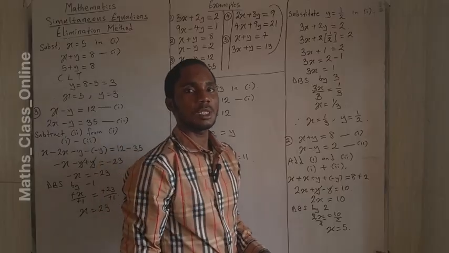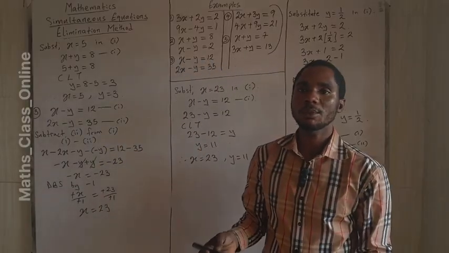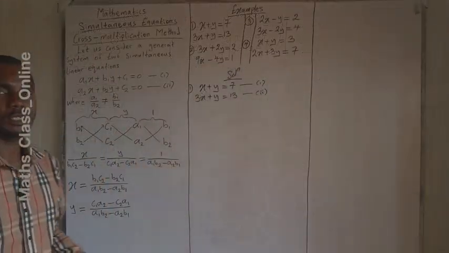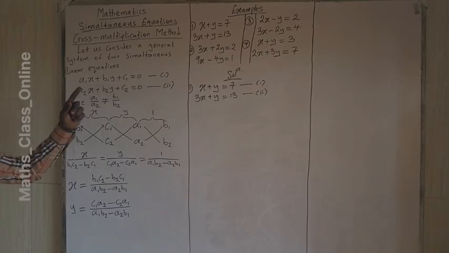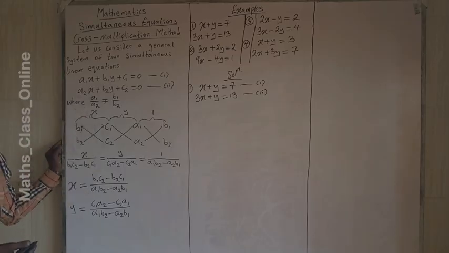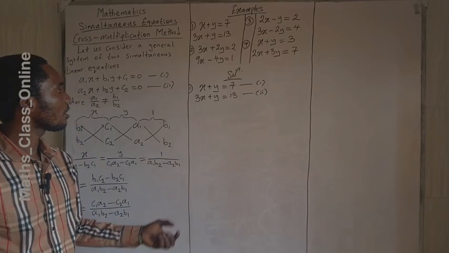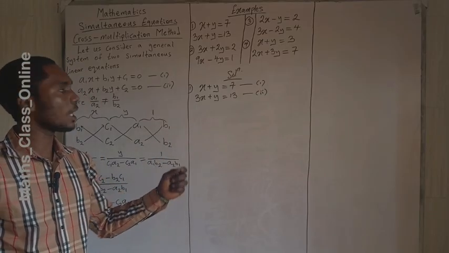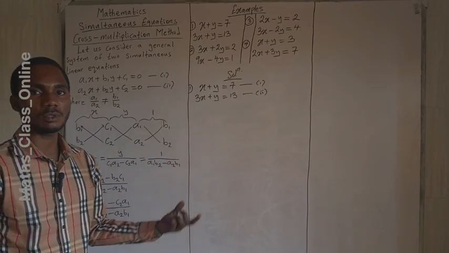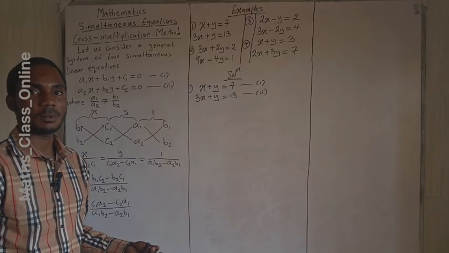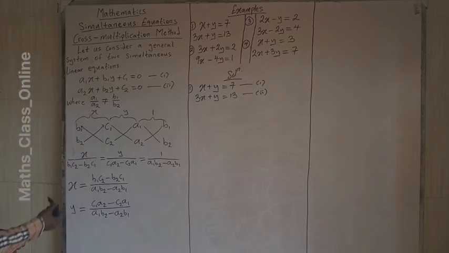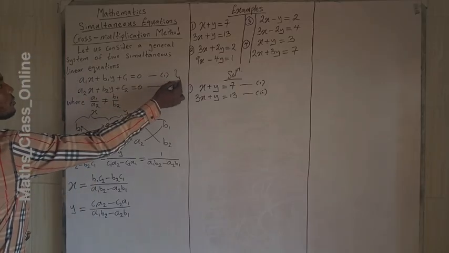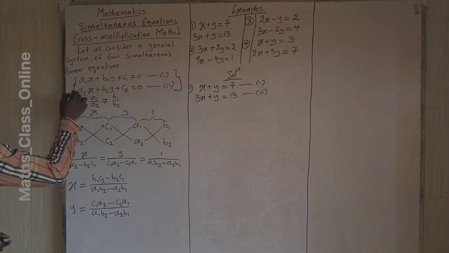And the last but not the least method of solving simultaneous equations is the cross multiplication method. To explain this method, let's solve some examples. Example 1. We have x plus y equals 7 and 3x plus y equals 13. What will be the first step here? Notice that we are given the general form of two simultaneous linear equations here.